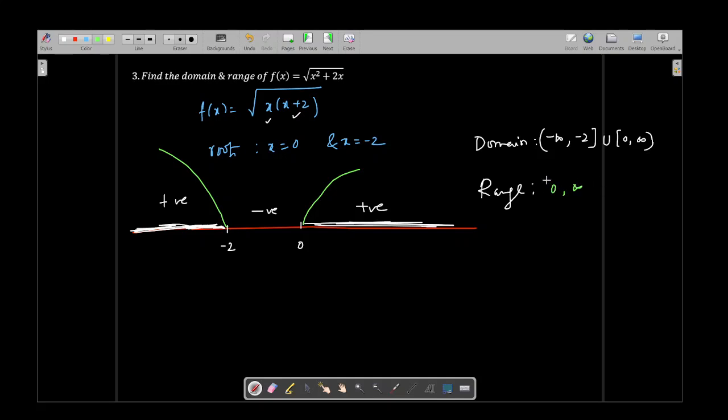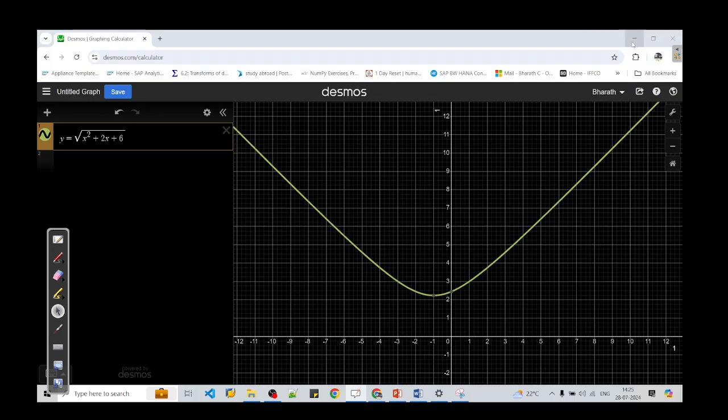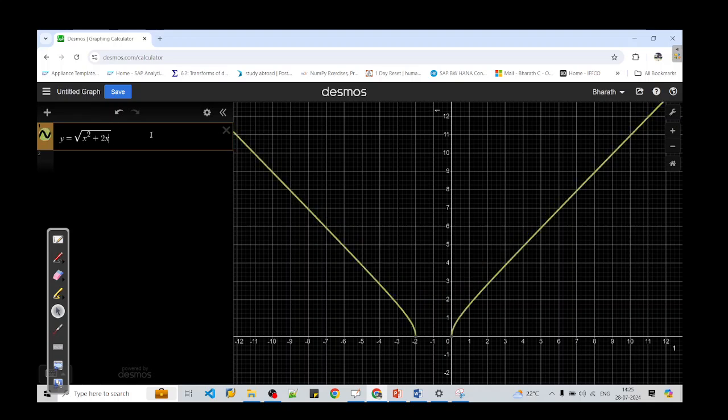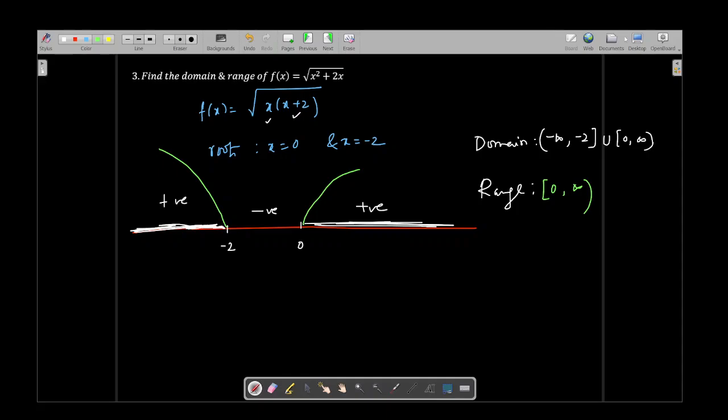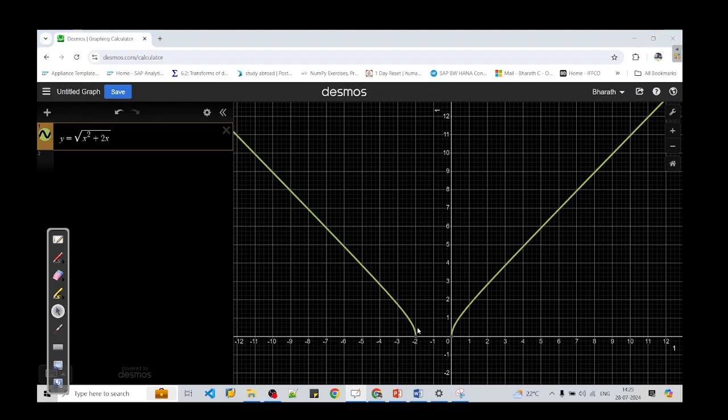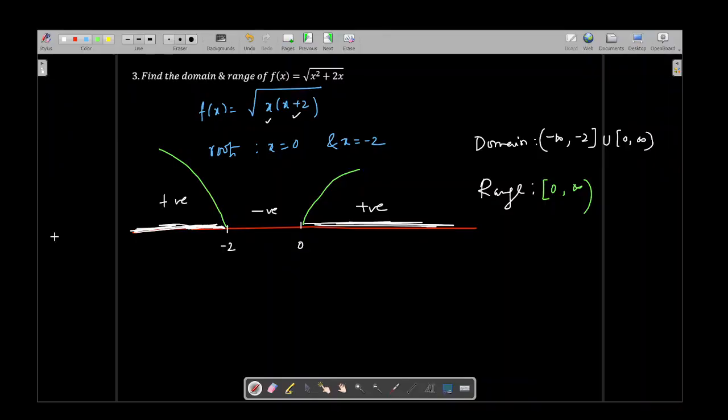0 to infinity. We can check this. We can check the range and domain. x square plus 2x, you can see. Is it x square plus 2x? Yeah, x square plus 2x, as you can see, from minus 2 to 0, we don't have the domain. Next, move on to the next problem.